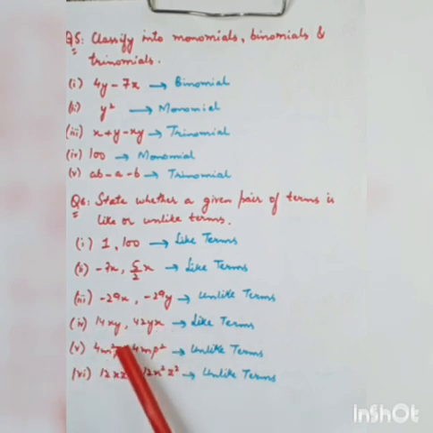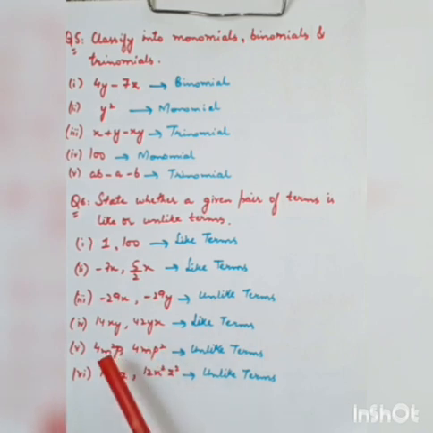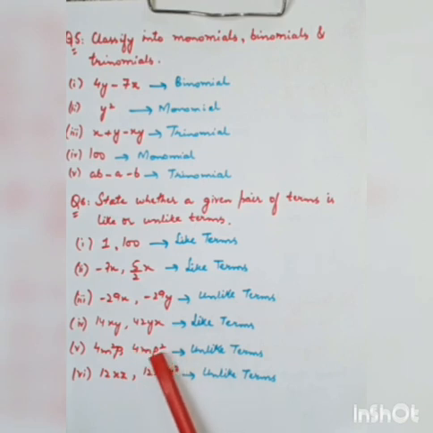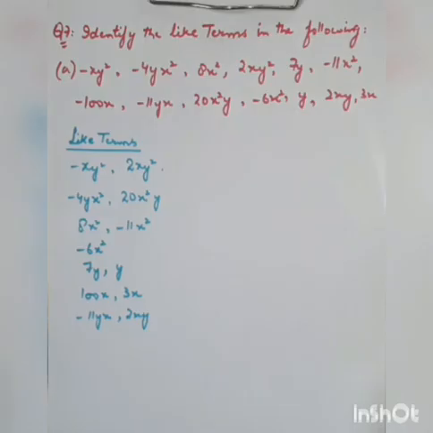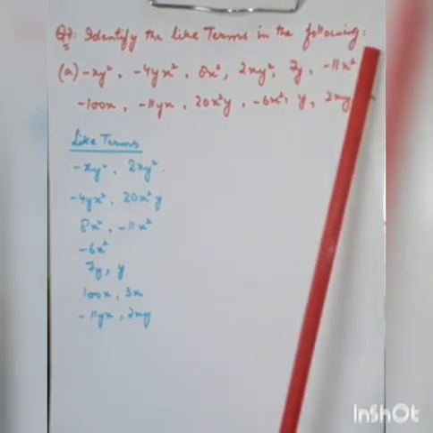Then 4m square p, 4mp square. Here we are having m square, but here we have only 1m. Okay. And here p is one and here p square. So these are unlike terms. Then 12xz, 12x square z square. Here there is only x and z, here x square and z square, so these are also unlike terms. Clear?